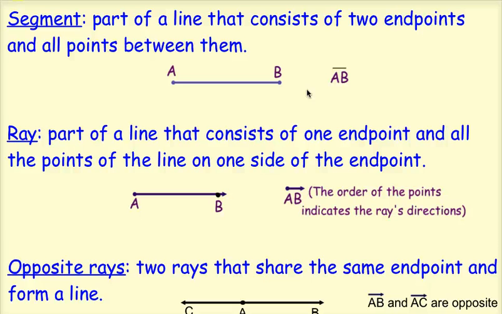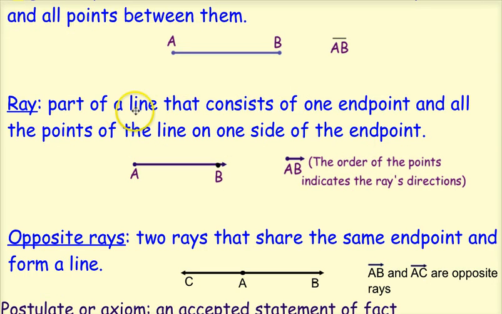Another definition that I have is ray. A ray is part of a line that consists of one endpoint and all the points on the line on one side of the endpoint. So a ray, if you look at the example right here, the picture, A is an endpoint and B has an arrow that continues forever and ever. So it's part of a line, it has one endpoint and all the points on the other side of that line.